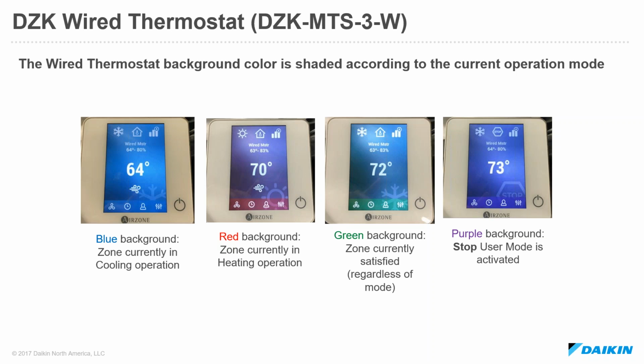And then last but not least, if the stop user mode is implemented onto the DZK, then the background of the screen turns purple, and you can quickly, at a glance, recognize that stop has been commanded to all zones and I've stopped the operation of the system.